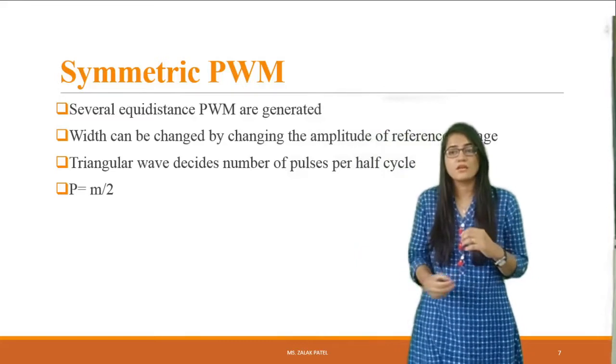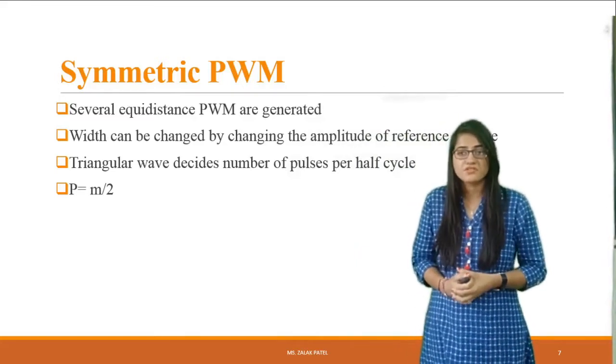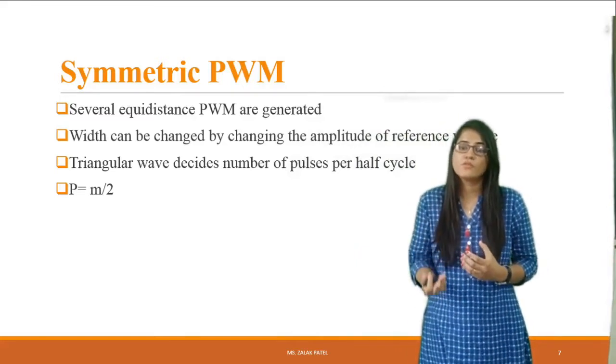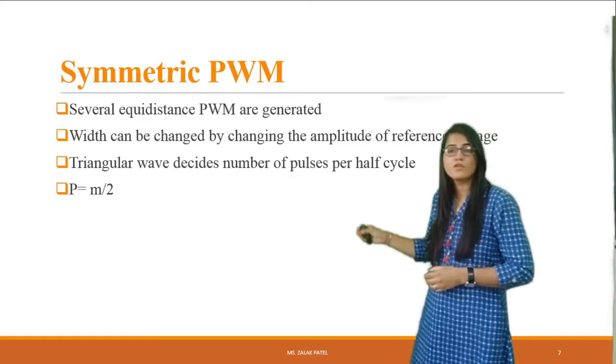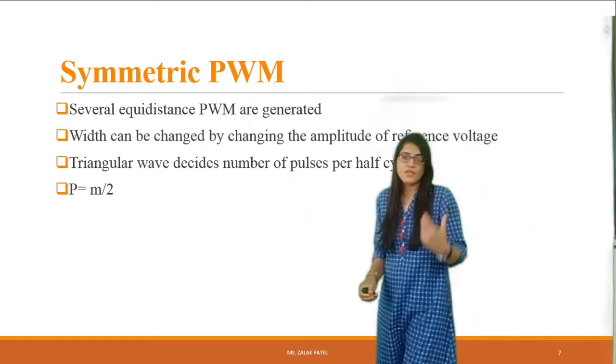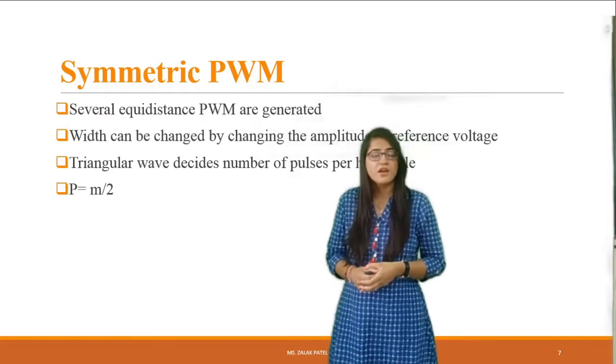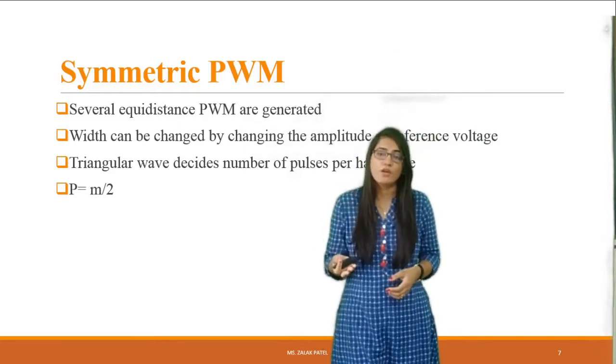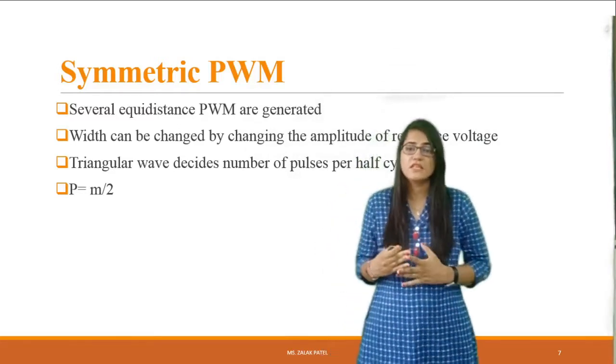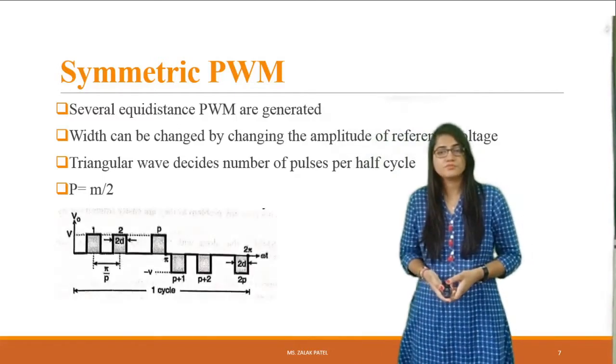So if you want the equation of the modulation, or the number of pulses per half cycle, the number of pulses per half cycle will be given by P equal to m divided by 2, that is, fc upon fo, upon fc divided by 2.